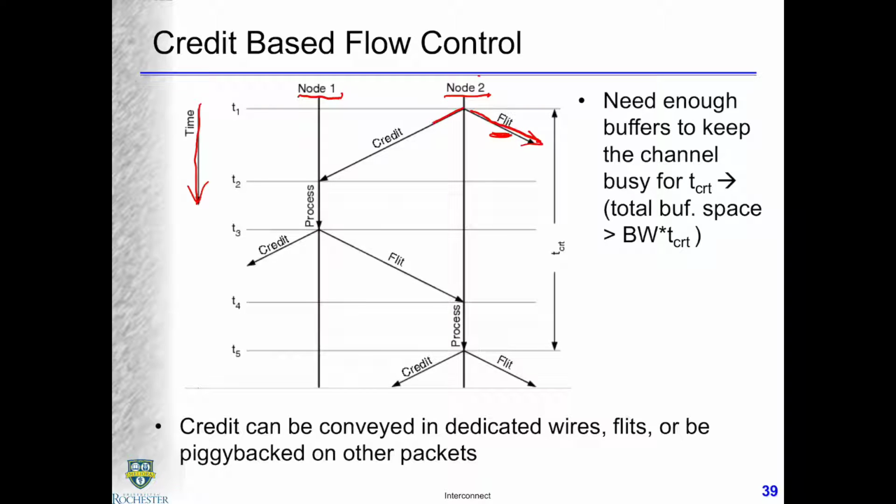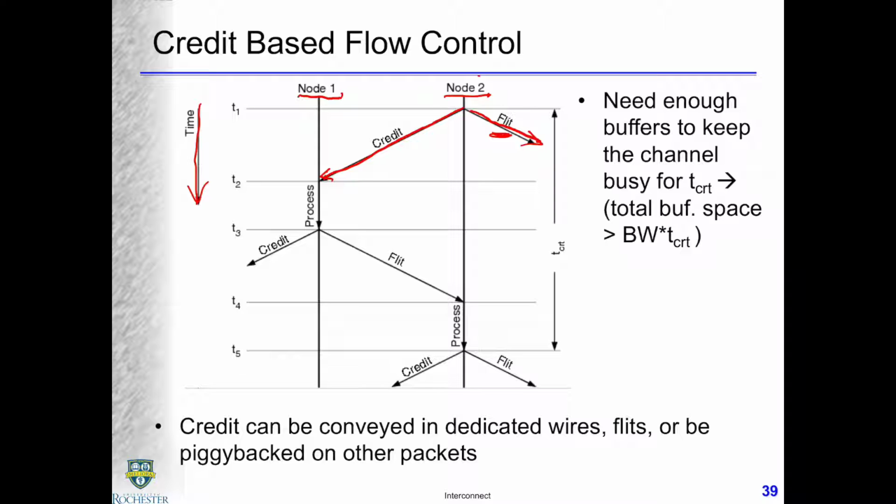So I'm sending that credit back, and this takes some time. It takes propagation delay. You know, they're not at the same location. So by the time the credit reaches node 1, I need some processing time. Granted, the processing time could be very, very short.